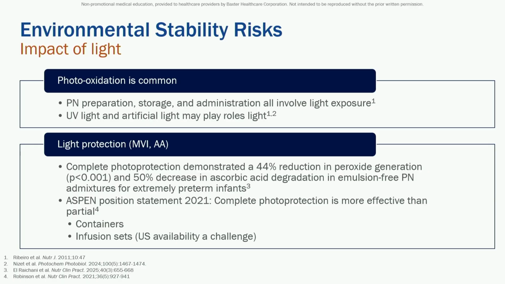ASPEN takes a position on this as well and recommends that complete photoprotection is more effective than partial. So this involves photoprotecting both your container and your lines. This is often a manual process. Those lines don't really come in photoprotected options very often, especially in a neonatal setting, and so you're often having to cover those with light protected tubing sheaths or aluminum foil, things like that.